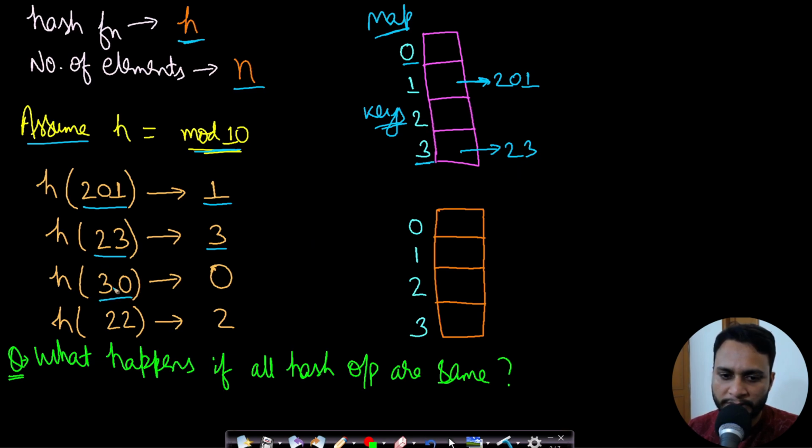Now the value 30 comes. 30 mod 10 is 0, so this will be the key. We will go to 0 and we will store this 30. Again we have 22, so 22 mod 10 is 2, therefore we will go to key 2 and we will store here 22, right? Now once we have stored all these elements, what is the next step?